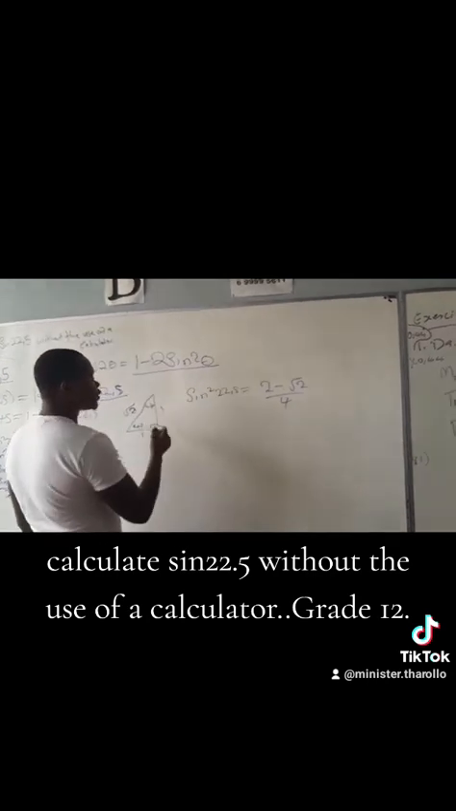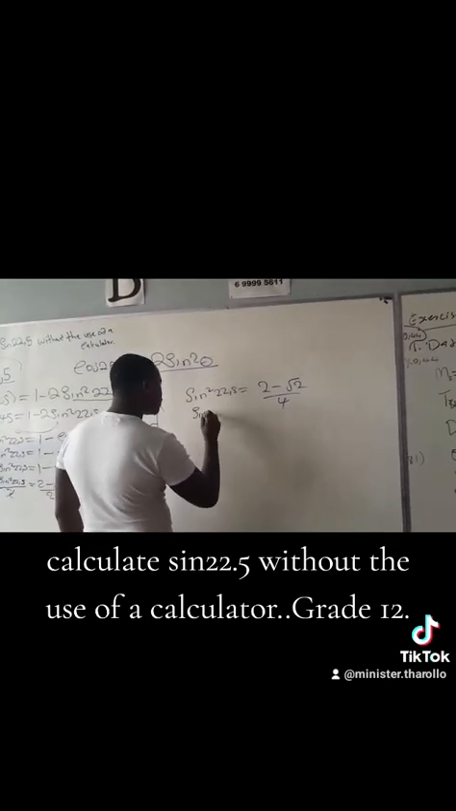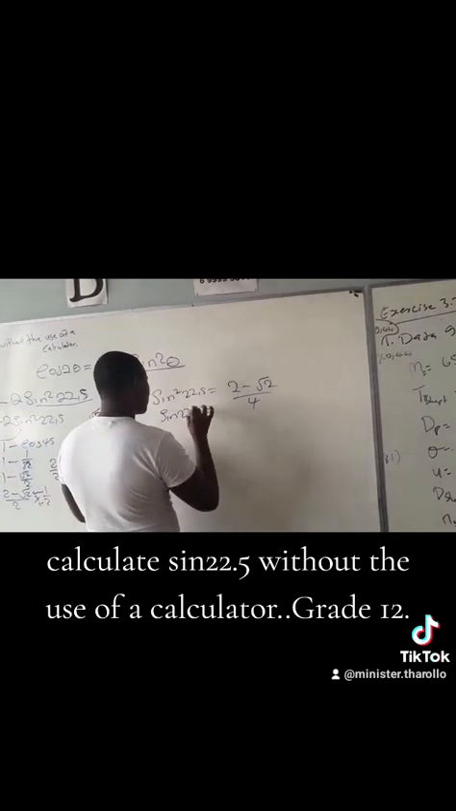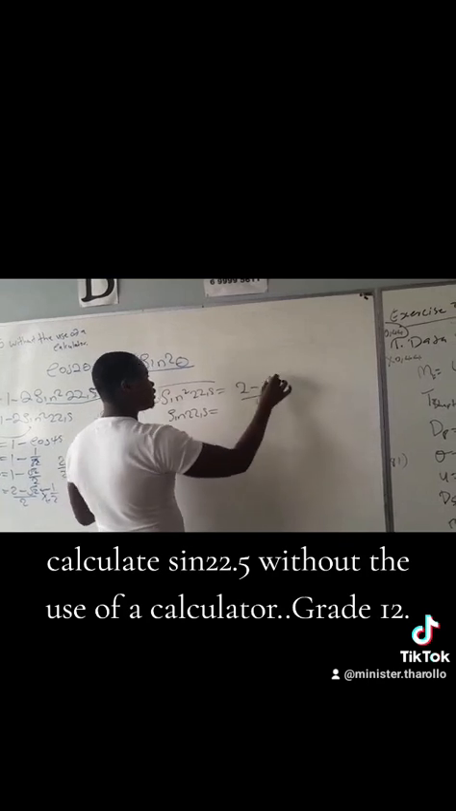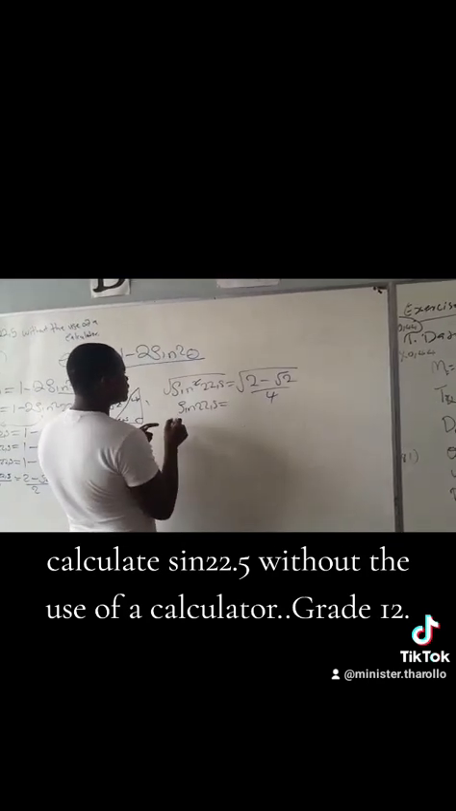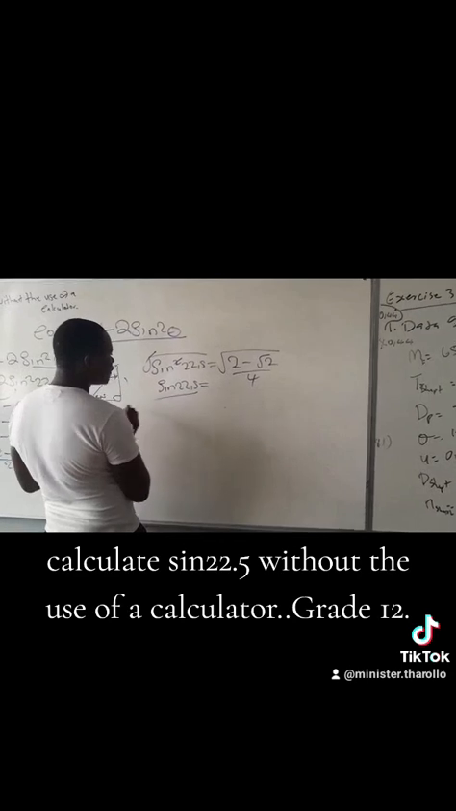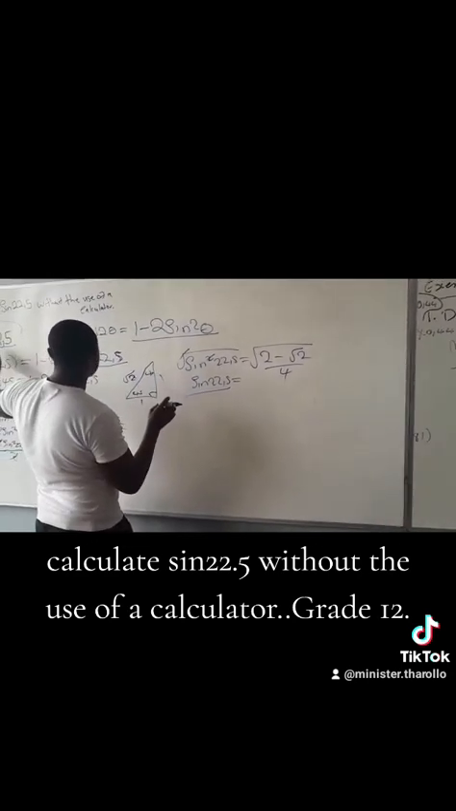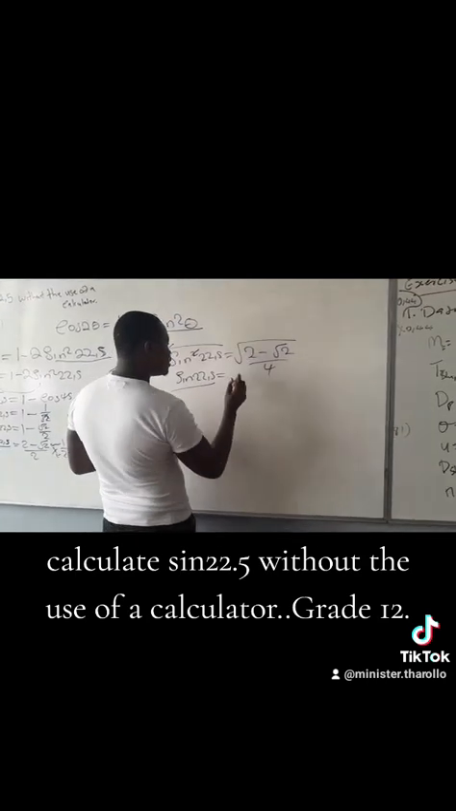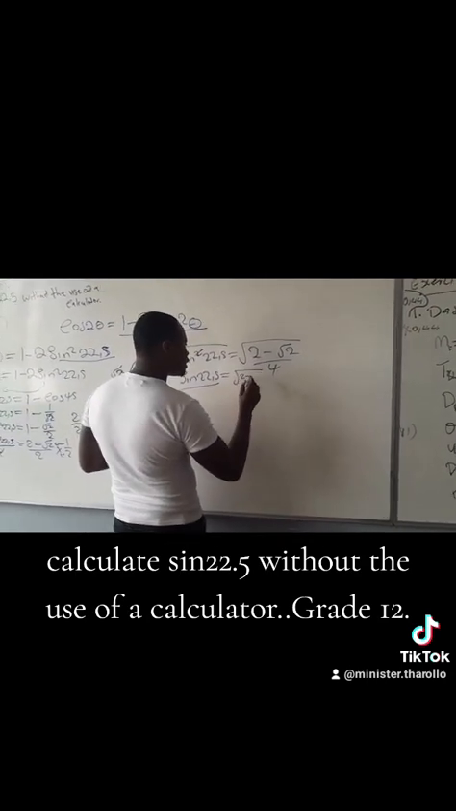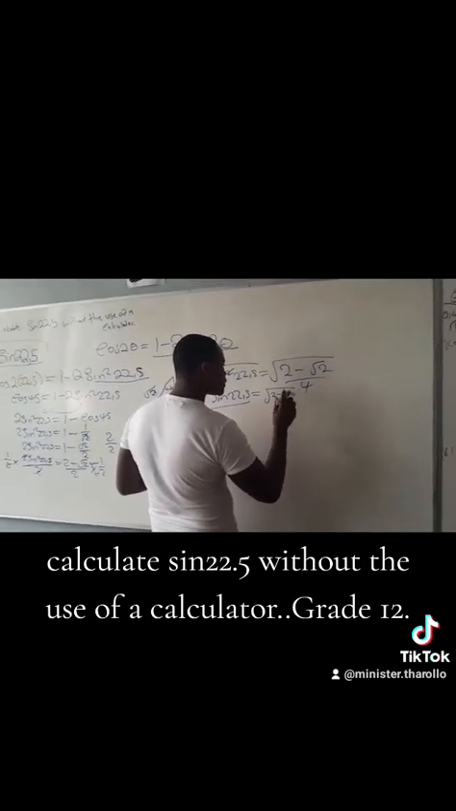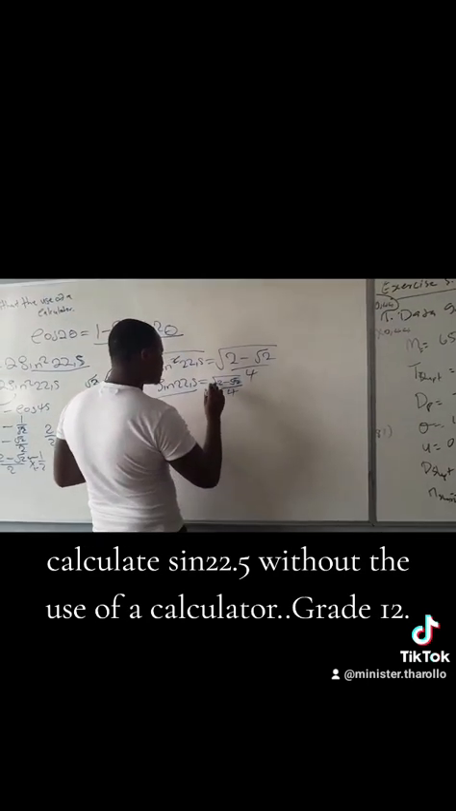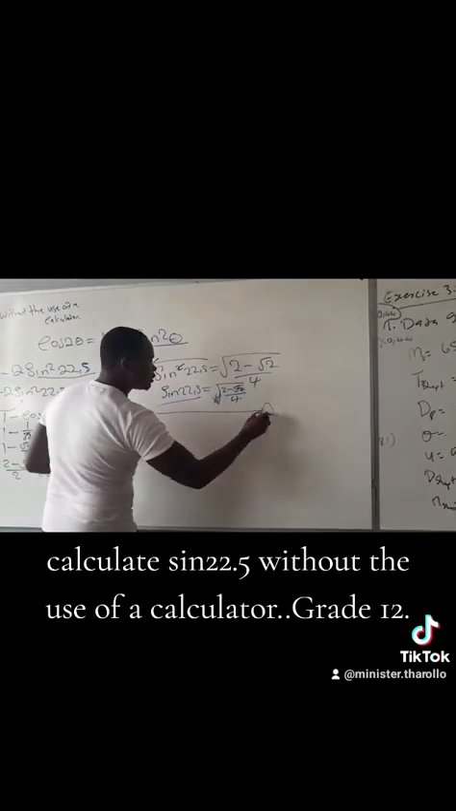Then we take the square root on both sides. The square root cancels the square, leaving sin 22.5, which is the one we were supposed to calculate. We are left with the square root of 2 minus square root of 2 over 4. Then this is our final answer. That is it.